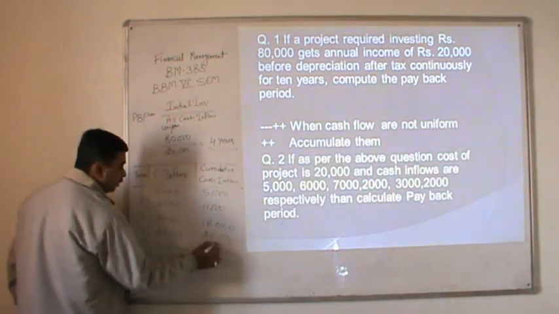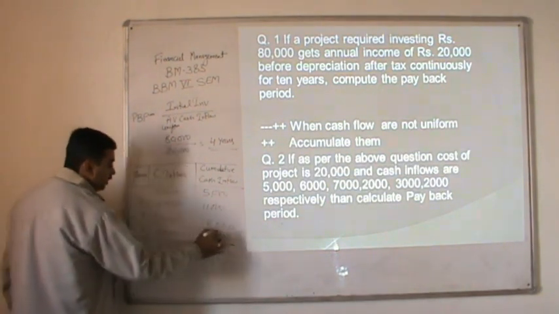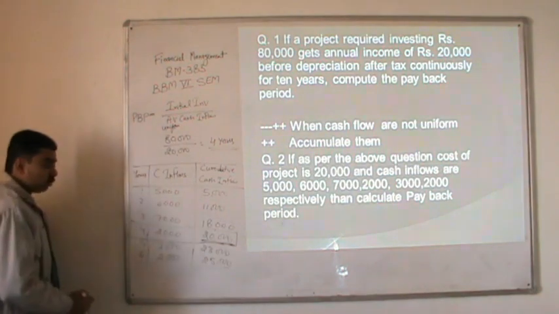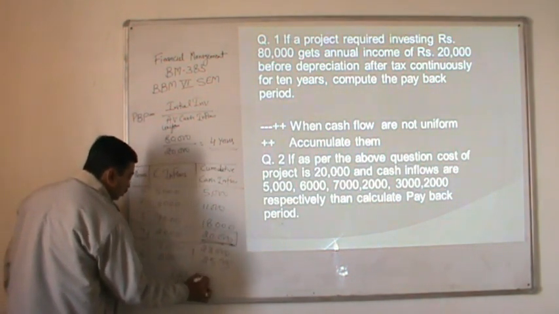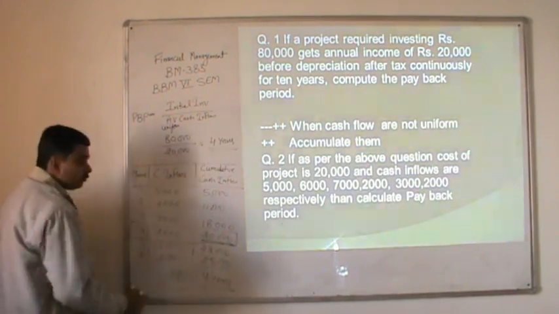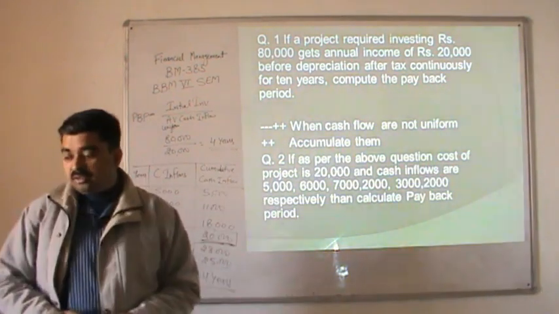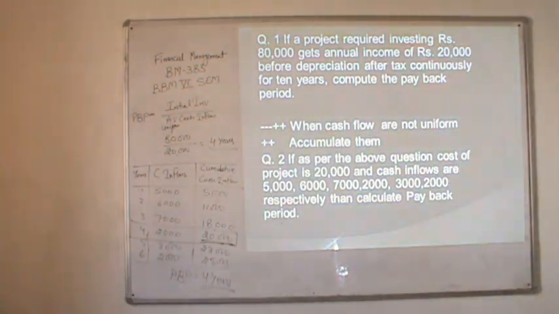So we will be checking it out. In cumulative cash inflow, in front of the fourth year, we got 20,000 rupees. So our payback period is equal to 4 years. So by this method, we can calculate the payback period for a project, whether the project is having uniform or non-uniform cash inflows.